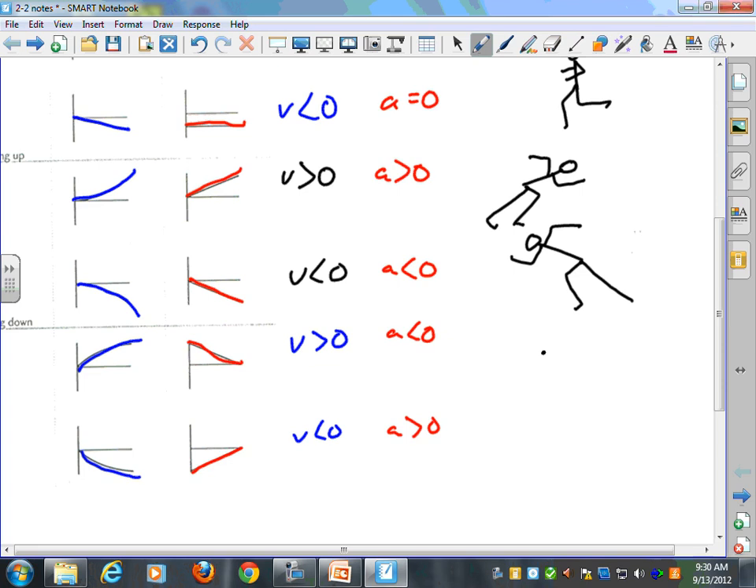I'll have Ben Johnson putting his finger in the air, slowing down. I've actually gotten a lot better at drawing.